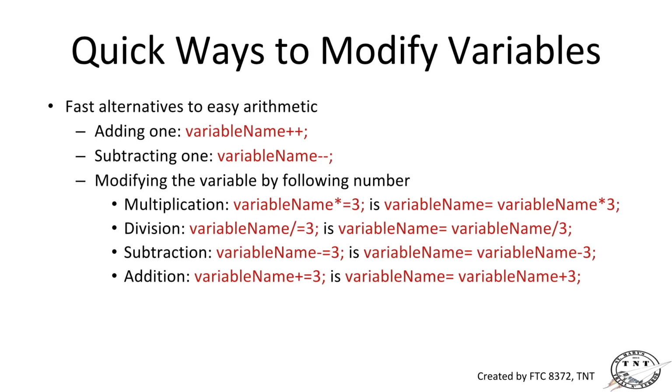So a quick way to modify variables is very simple, is just modifying itself by 1 or taking 1 away. So let's say you want to increment or decrement your current variable by 1. You can simply add a plus plus at the end of a variable in its own line, and that will just modify the variable by 1. So let's say speed, you want to increase it by 1, speed plus plus, semicolon, it's now 2 if it was 1 before. You can also modify a variable by the following number. So you can multiply it, divide it, subtract it, add it, just by saying the symbol equals and then the number you want to modify the variable by.